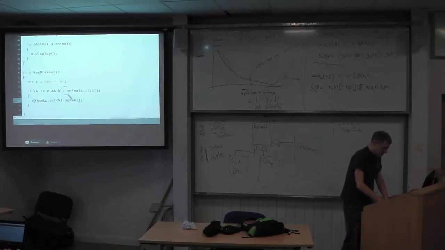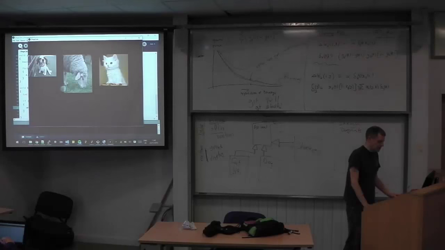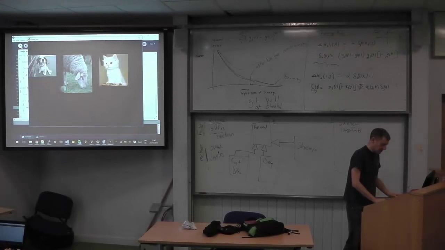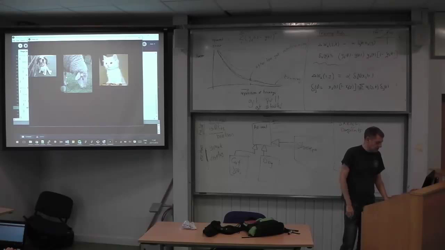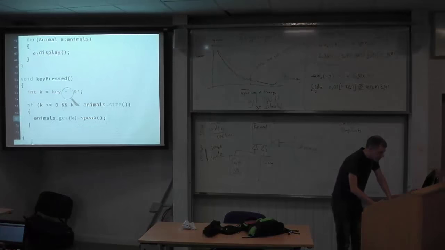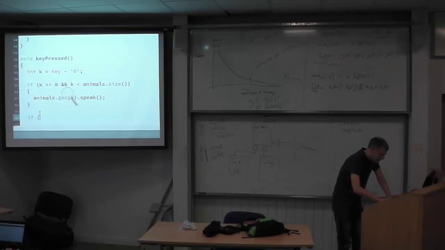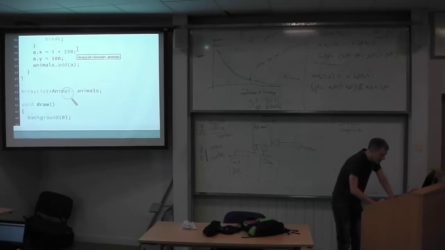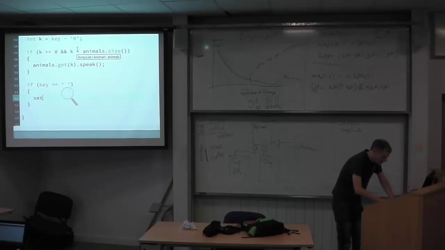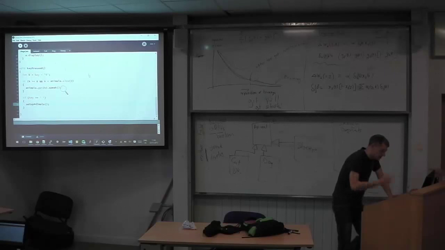So what should happen now is if I press 0, whichever animal is stored at position 0, its speak method should get called. Now I'm not hearing anything here. There we go. So yeah, that 0 is pressed. If I press 1, it'll call the sheep one, and if you press 2, you'll get the cat. Another thing we could do here is put if key is equal to the space key, then we could call set of animals again. So I call set of animals with the space key, so that juggles around the array.